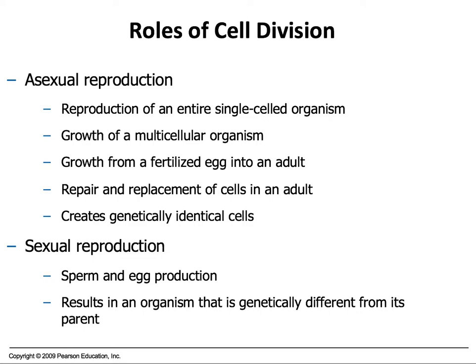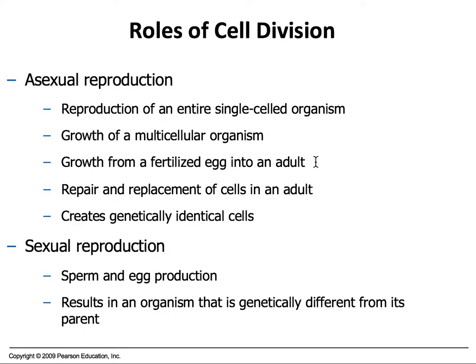So how does this work? If you have a single-celled organism, it's going to reproduce asexually to make another copy. And some of those organisms that we saw under the microscope, like the paramecium and the euglena, will engage in asexual reproduction to create more copies of themselves. A multicellular organism, like a human, for example, will also get larger through asexual reproduction.